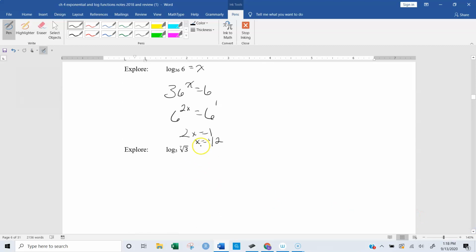And the last one, set equal to x again. So let's just go 3 to the x equals 3. And I'm going to put this here into fractional exponents right away. 1/7, so x equals 1/7. Remember, exponent on here is 1, that's your numerator. Your index is your denominator.